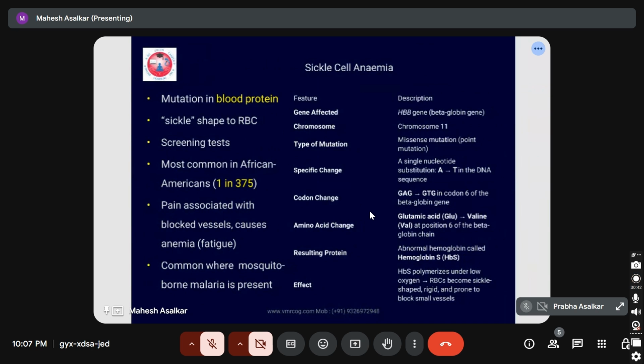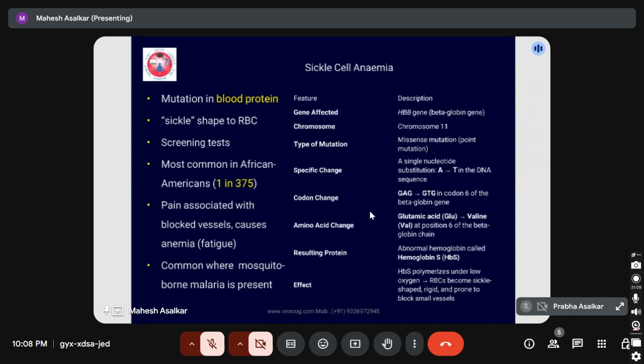Okay. Next one is sickle cell anemia. Okay, sickle cell anemia, there is a mutation in blood protein. Sickle shape develops in the RBCs. There is a screening test available. Most common in African Americans, 1 in 375 is the prevalence. Pain is associated with blocked vessels, causes anemia, fatigue, etc. And common where mosquito-borne malaria is present.